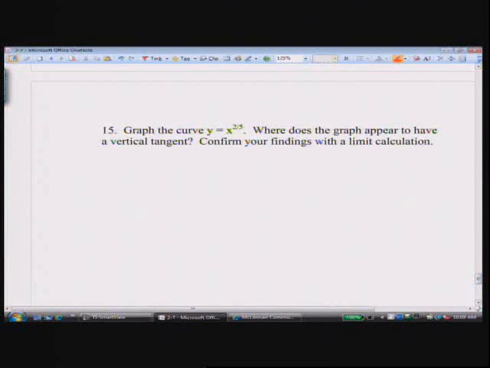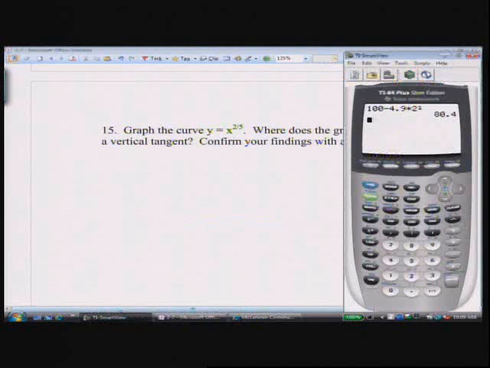Okay, so if you graph the curve y equals x to the 2/5, and it says where does the graph appear to have a vertical tangent, let's try that. So we'll graph it with our calculator. When you do the exponent, you have to put it in parentheses, 2/5. And then we'll graph. And I'm going to do zoom 4. And you can see this is like the little bird function.